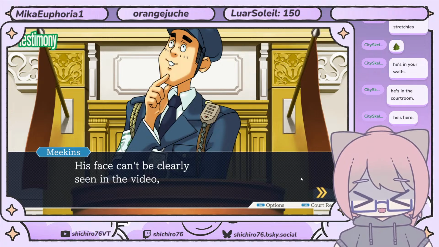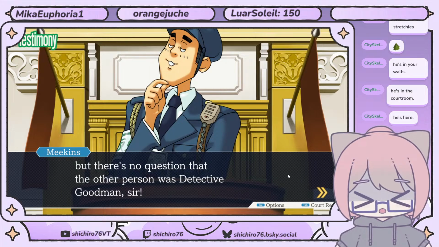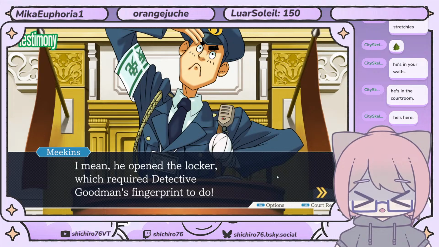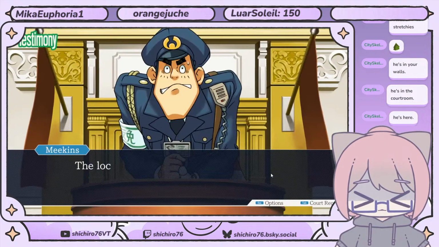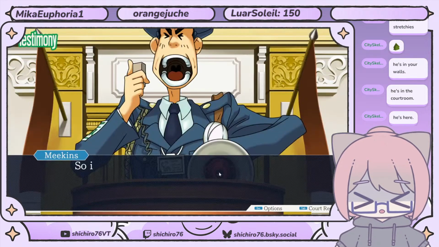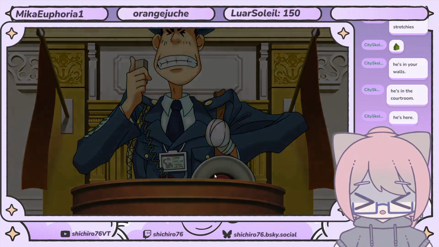His face can be clearly seen in the video. There is no question that the other person was Detective Goodman, sir. I mean, he opened the locker, which required Detective Goodman's fingerprint to do. The locker he opened is unquestionably Detective Goodman's locker, sir. So it must be him. No one else could have unlocked it.